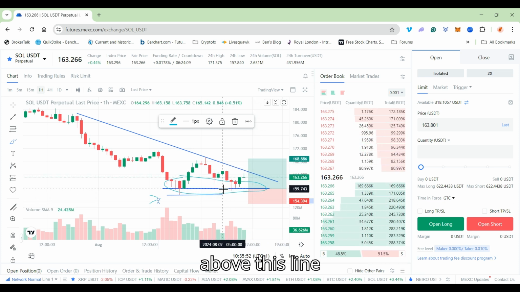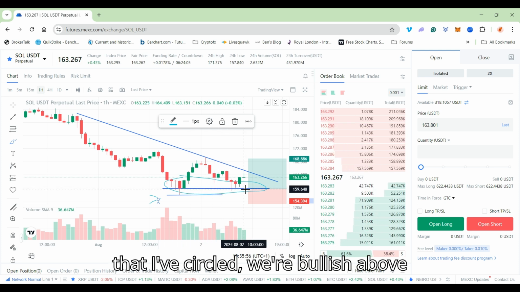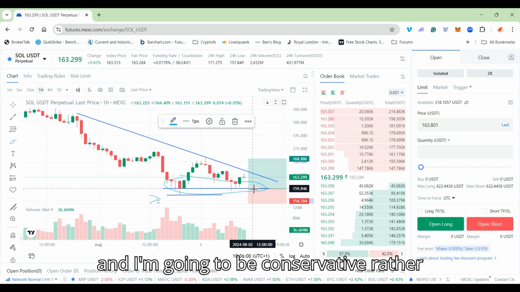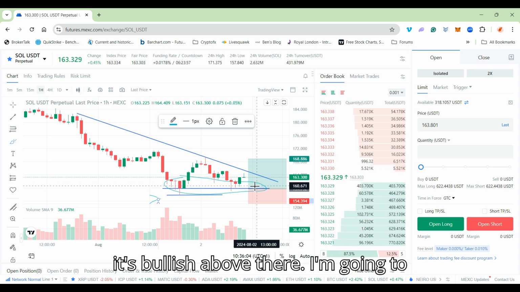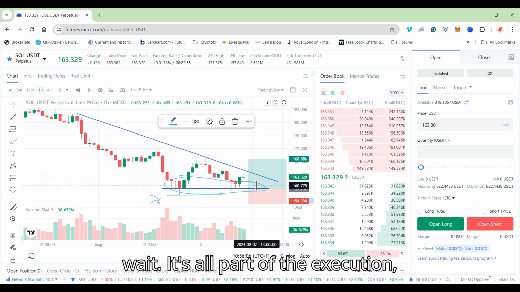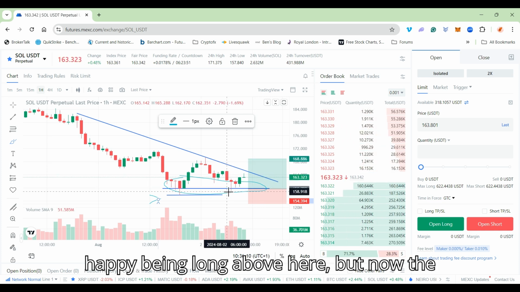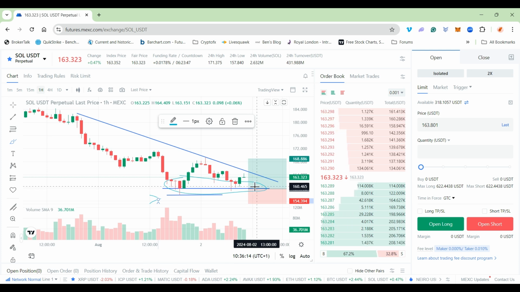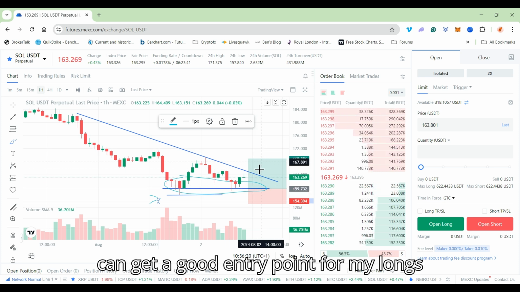As long as we're staying above this line that I've circled, we're bullish above there. So we want to buy it, and I'm going to be conservative rather than buying right now, even though I feel it's bullish above there. I'm going to wait. It's all part of the execution, right? So I've identified that I'm happy being long above here, but now the execution, I want best price. So I'm happy to buy around the line, so I can get a good entry point for my longs.